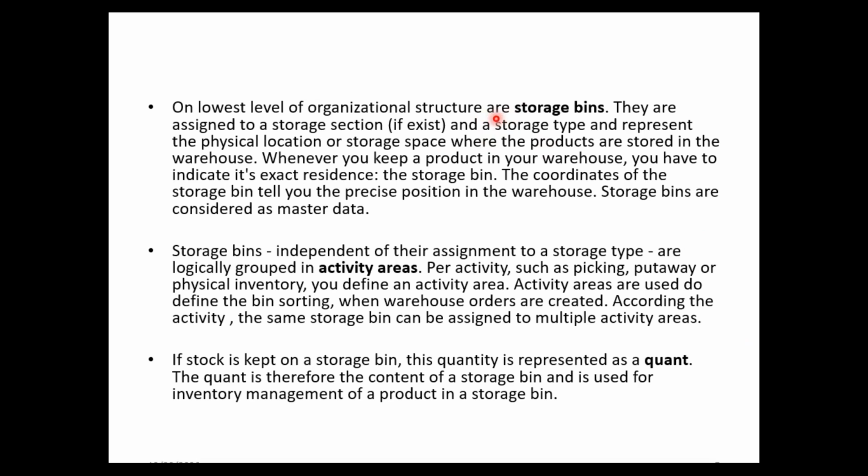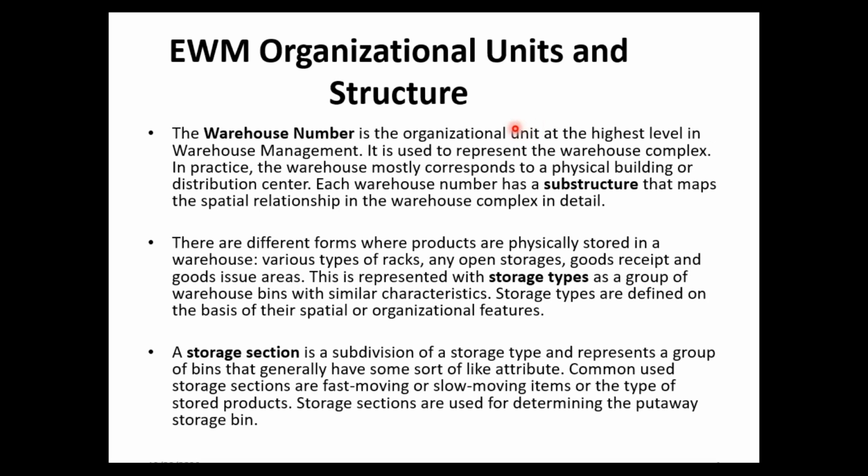On the lowest level of the organizational structure are the storage bins. They are assigned to a storage section. Now let me first come back here. So when you work with WM in ECC or in S4 HANA, warehouse management I'm talking about, the warehouse number, storage type and storage section are 3-character codes. When you work with EWM, the warehouse number, storage type and storage sections are 4-character codes. The length of the field is extended by 1 character.